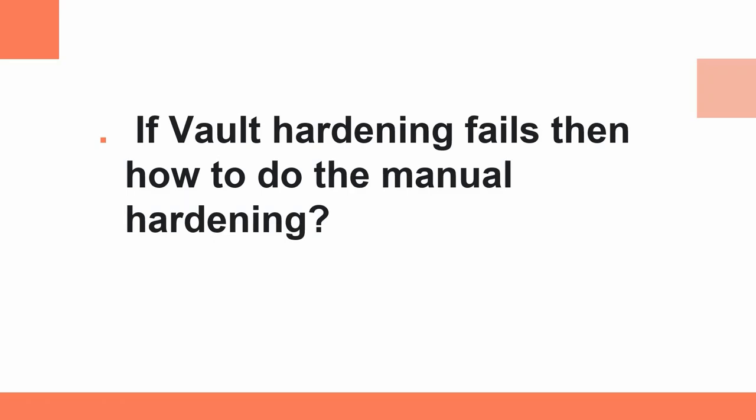So when you are installing the vault and the hardening is failing, there is a command to run the hardening again. The command is CAVaultHarden.exe, and you need to provide the path. If you have an HA vault, the command is different. For a standalone vault, the command is different.